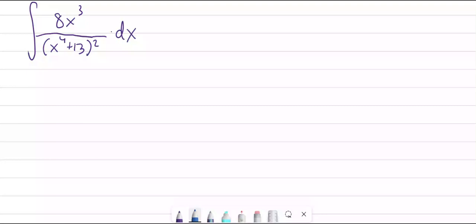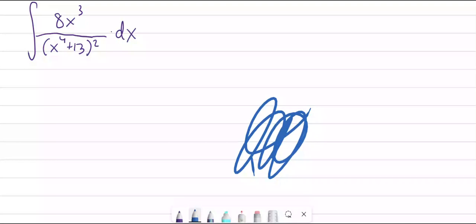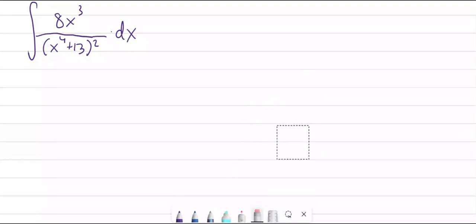So this is x to the 4th plus 13 quantity squared. So that kind of looks like it's the inside, right? It's something squared. So I'll try to make that my u.